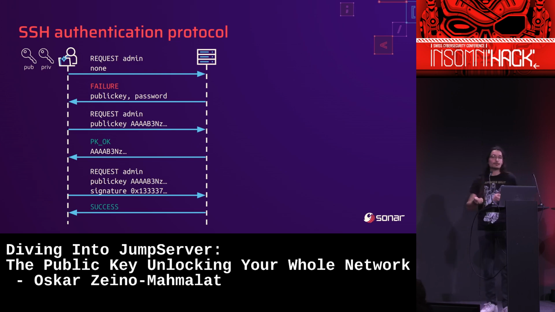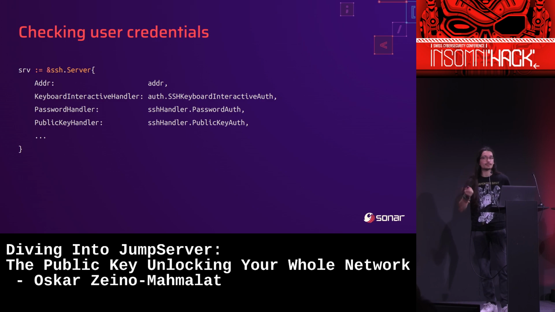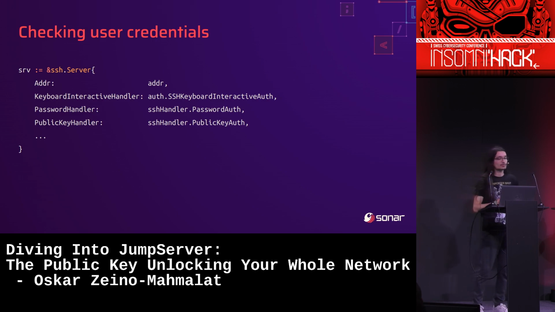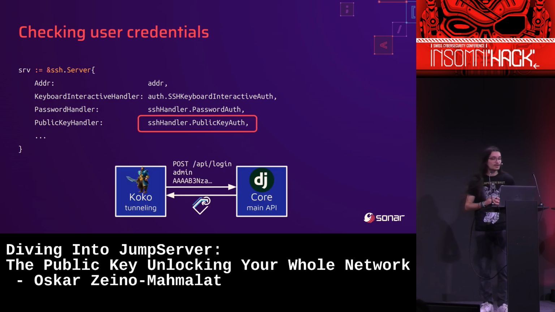This is the setup for a usual SSH server, and for JumpServer it's a little bit different, because it doesn't check in a file the list of authorized keys or something. Instead, because it's a library approach they use here, they have callback functions where you can implement whatever logic you want to check if a password or public key is correct. And they do this, for example, for public key, to check with the API: hey, is this public key authorized for this user or not?